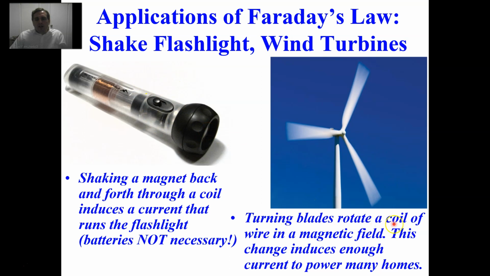Look at this, the turning blades of a wind turbine. The turning blades of a wind turbine turn a coil, and that coil turns in a magnet, and that magnet induces a current, and that current is AC and fed out to the electrical grid.